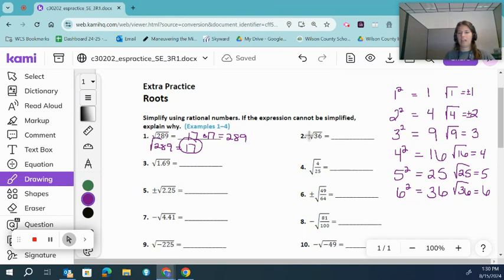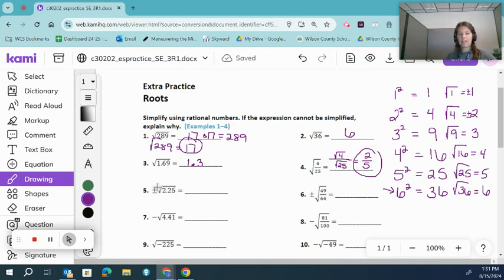Okay. Number 2 here, we actually have that listed out right here. So the square root of 36 is 6. Okay. Number 3 throws a decimal in there. The square root of 169 is 13, so we get 1.3. And when we have a fraction, we can break this apart by doing the square root of the top and the square root of the bottom. And that's going to give us 2/5. So the square root of 4/25 is 2/5.